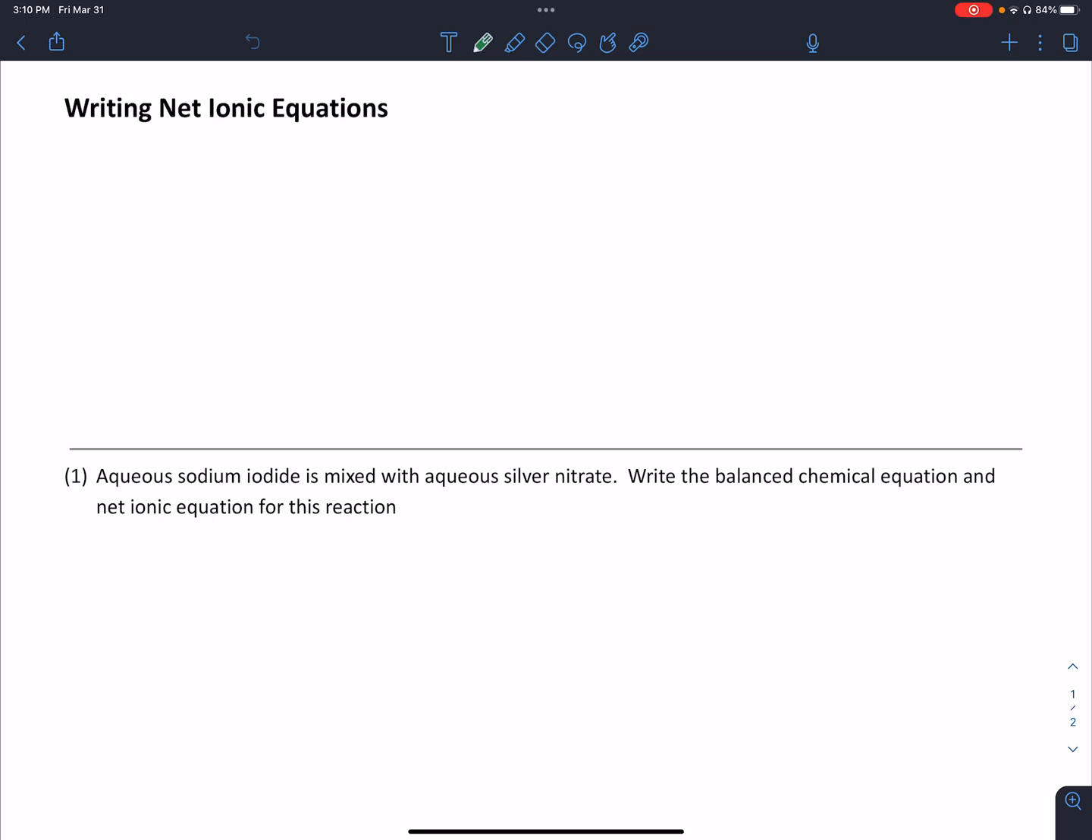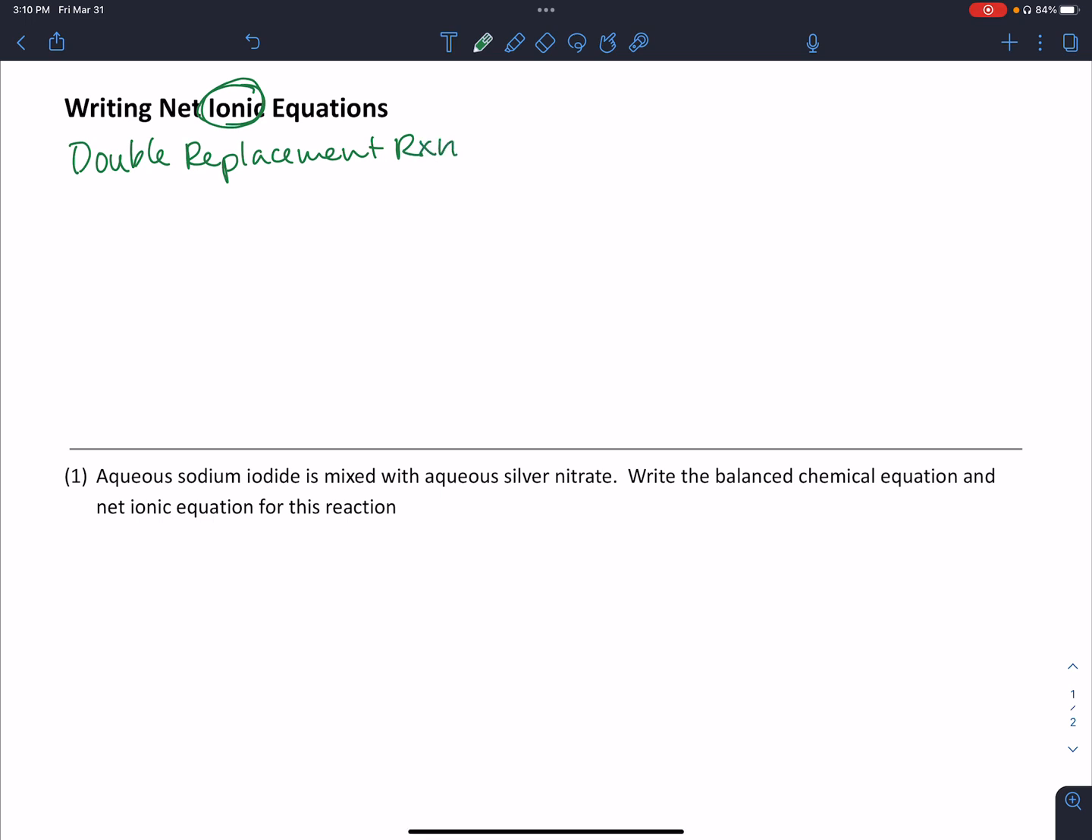The screencast is going to look at writing net ionic equations. All right, so a net ionic equation is exactly what it sounds like. We're going to take what is basically a double replacement reaction, and we're going to break those reactants and products into our separate ions. So we need that double replacement reaction.